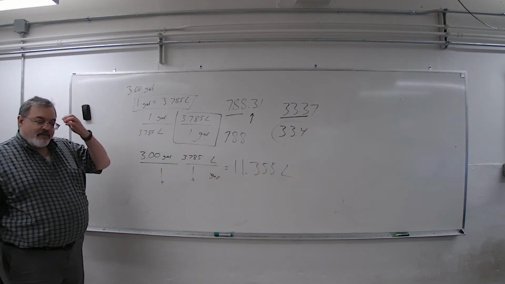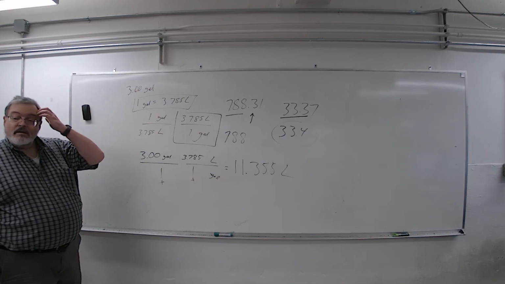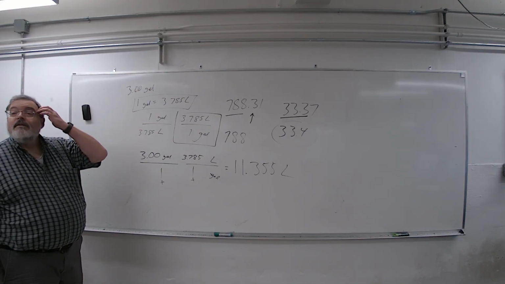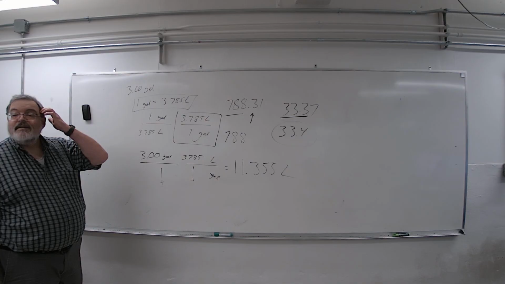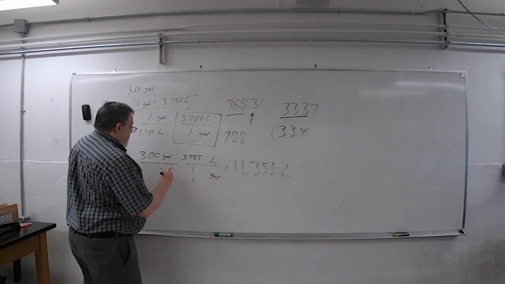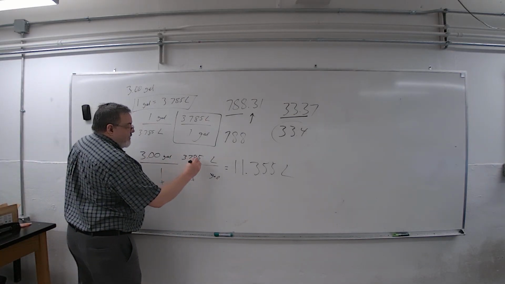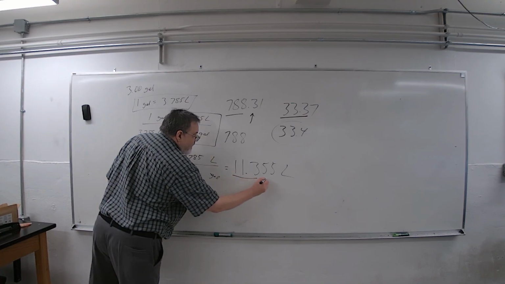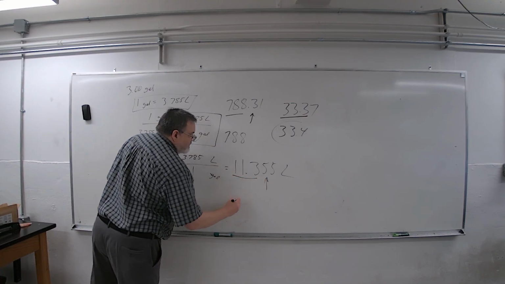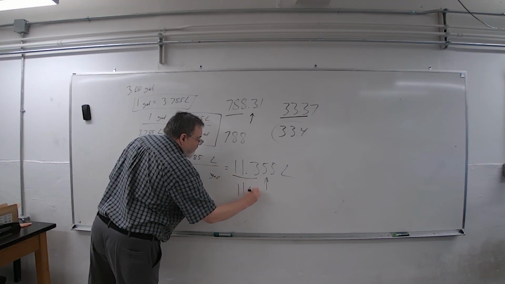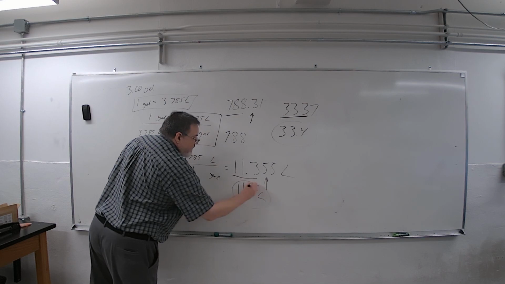But what do I want to put down for my answer here? What do you say? 7.4. With 3 significant figures, I'm going to keep 3 and look at the 5. The 5 rounds that 3 up, so it's 11.4 liters. Answer.